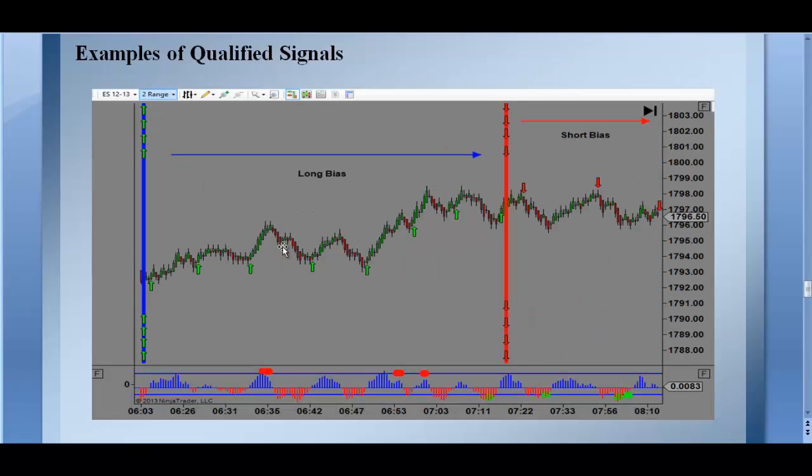And what I've done is I've gone forward and I've taken all the long biases, same time frames of long and short bias, and I've applied all your entries based on the 2 range opportunities on how you can effectively use it in the market.